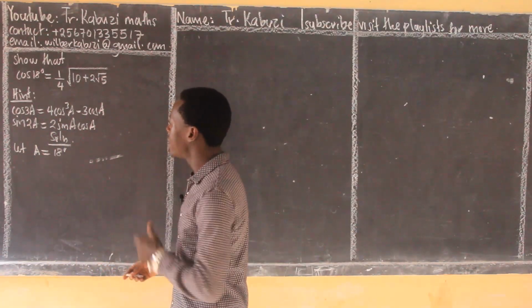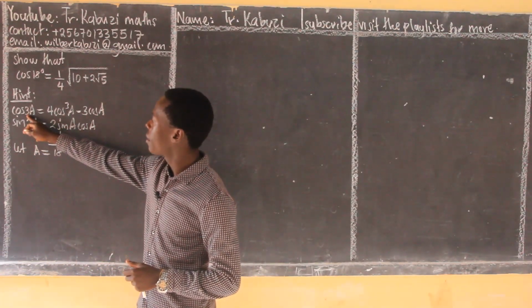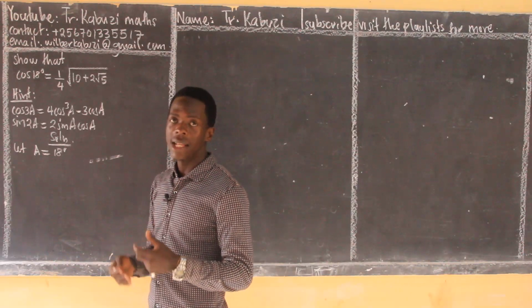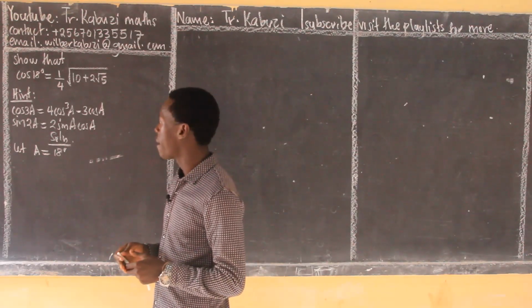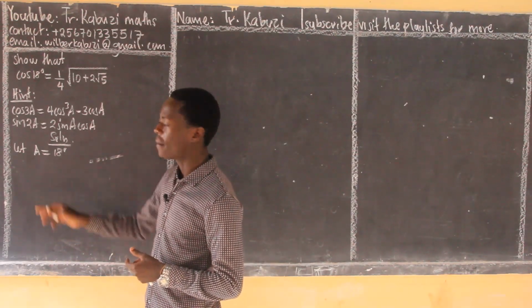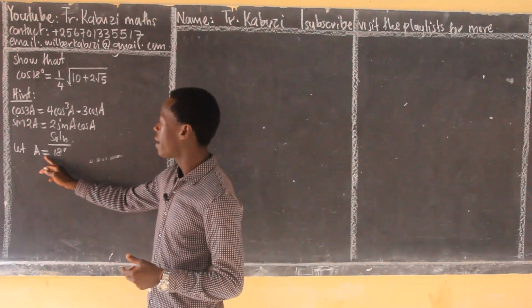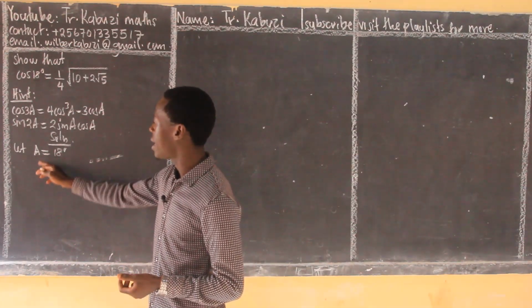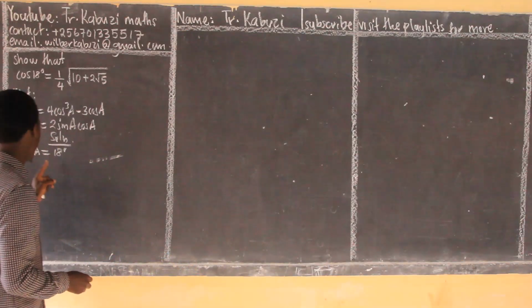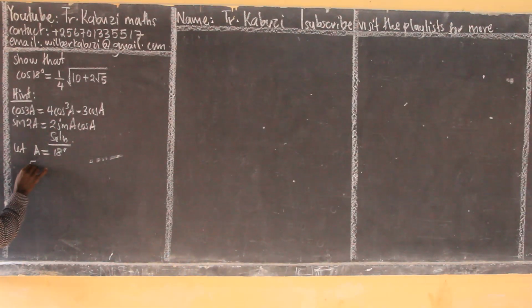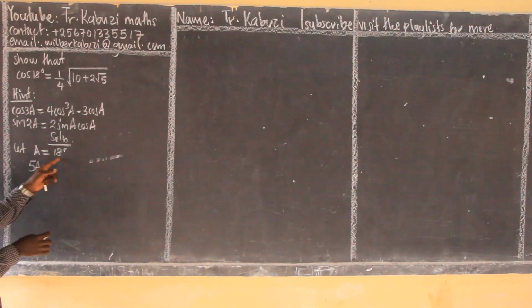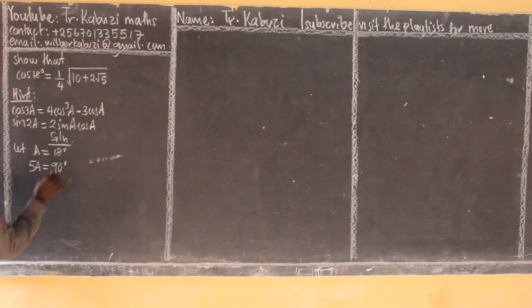Now, you see that if I let A, I'm interested in getting a 3A and then a 2A. But when I sum those two, 3A and 2A, I get 5A. So how can I get a 5 here? I need to multiply by 5 this side and also by 5 this side. So when I multiply by 5 this side, by 5 this side, you get 90 degrees.